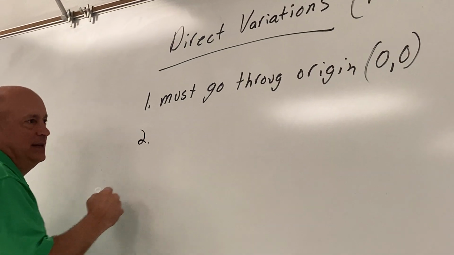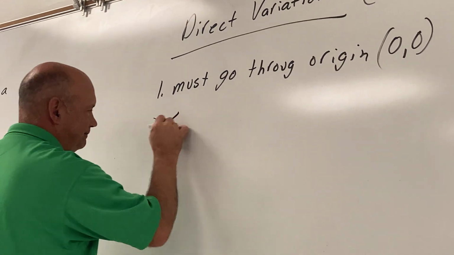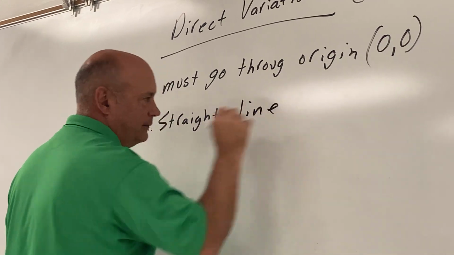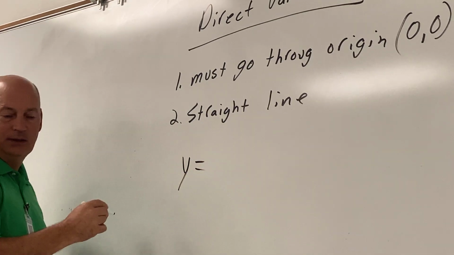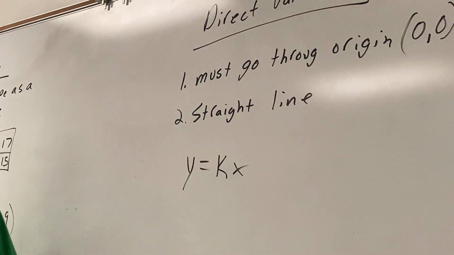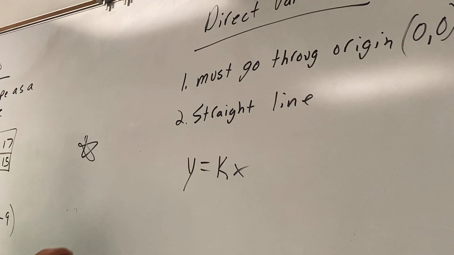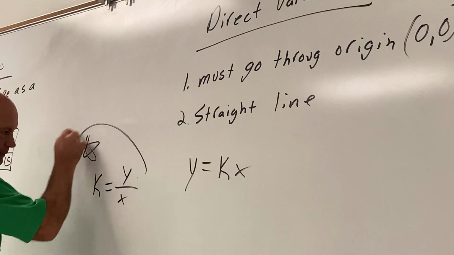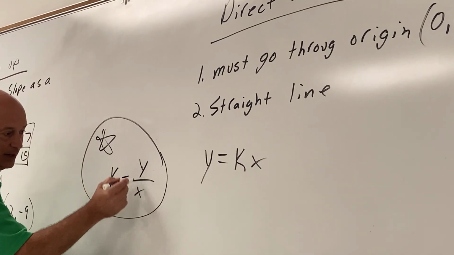It must be, how quickly y'all forget? Straight line. The equation, what was the equation? Y equals K times X. And the most important piece of proportions, which is also the most important piece of these notes, what is it? K is equal to Y divided by X. If you ever want to know what number K is, you got to divide Y by X.